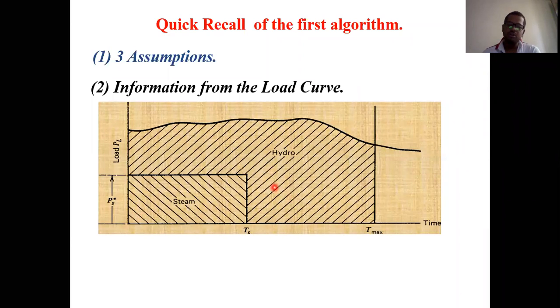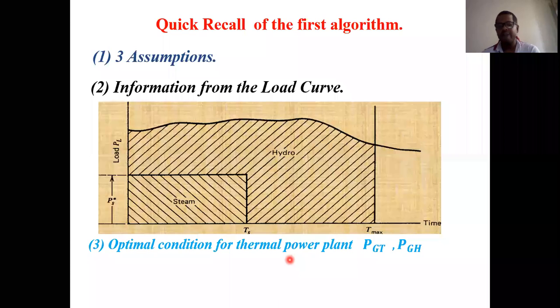So from this load curve, what is our objective? What are the parameters we need to find out? I already told you that when we are considering any hydrothermal coordination or any optimal scheduling, first of all, we need to find out the power values. How much power is produced by the hydropower plant? Similarly, how much power is produced by the steam power plant? That is nothing but PGT and at the same time PGH.